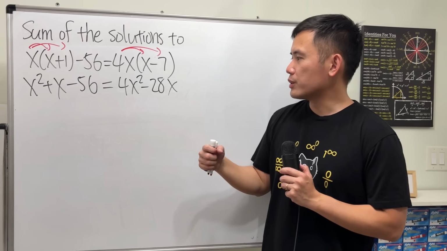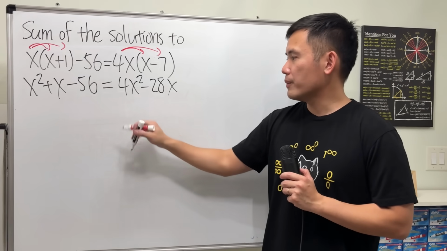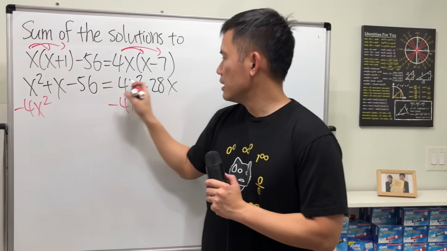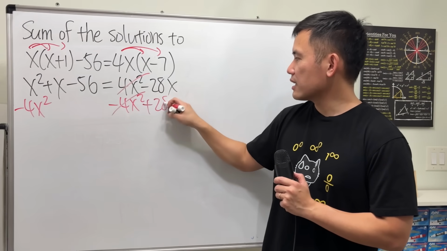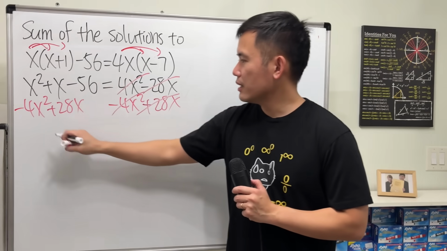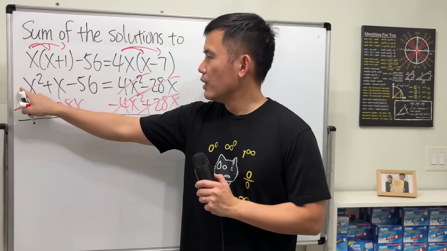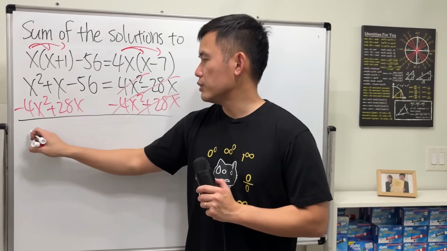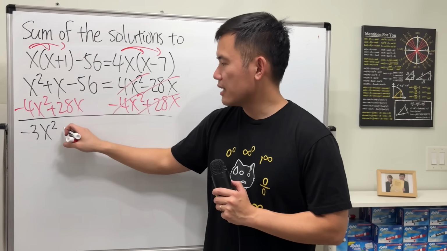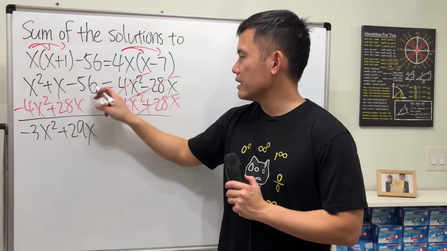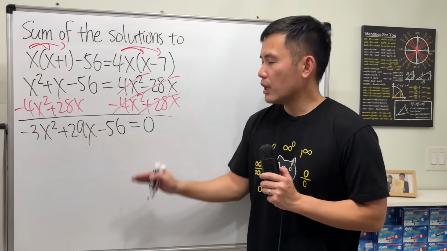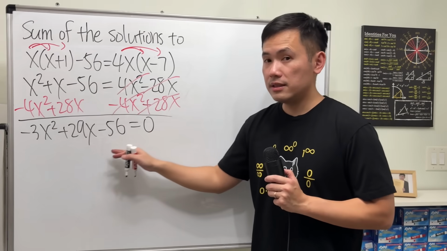We need to make one side equal to 0, and let's make this side equal to 0. Subtract 4x squared from both sides. Cancel, cancel, and then add 28x to both sides. So cancel, cancel. And ladies and gentlemen, we have 1x squared minus 4x squared, which is negative 3x squared. 1x plus 28x, that's plus 29x. And then minus 56, and that's equal to 0. Now we have a quadratic equation in the standard form.